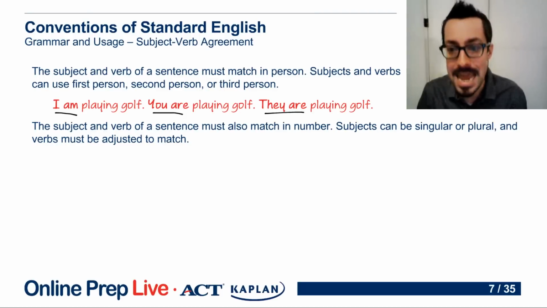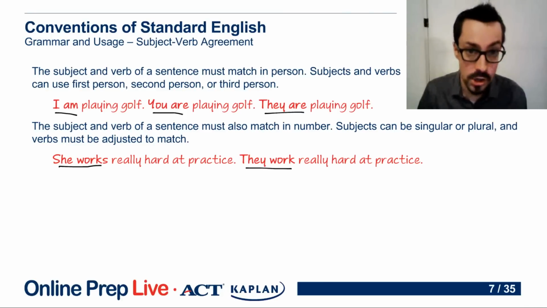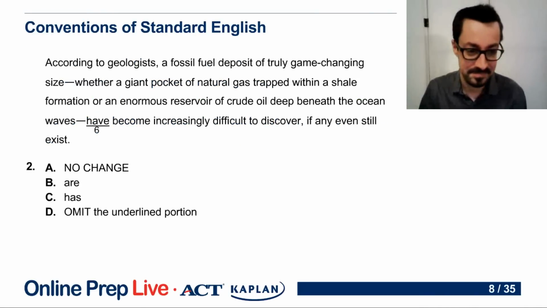So like how many of the person or thing that you have. And so, she works really hard, but they work really hard. She is singular, so she's got to take the singular verb. They is plural, so they have to take the plural verb. And you got to check both of those things anytime you see a verb underlined. So let's look at an example. And this one's a little tricky. This one's kind of interesting.